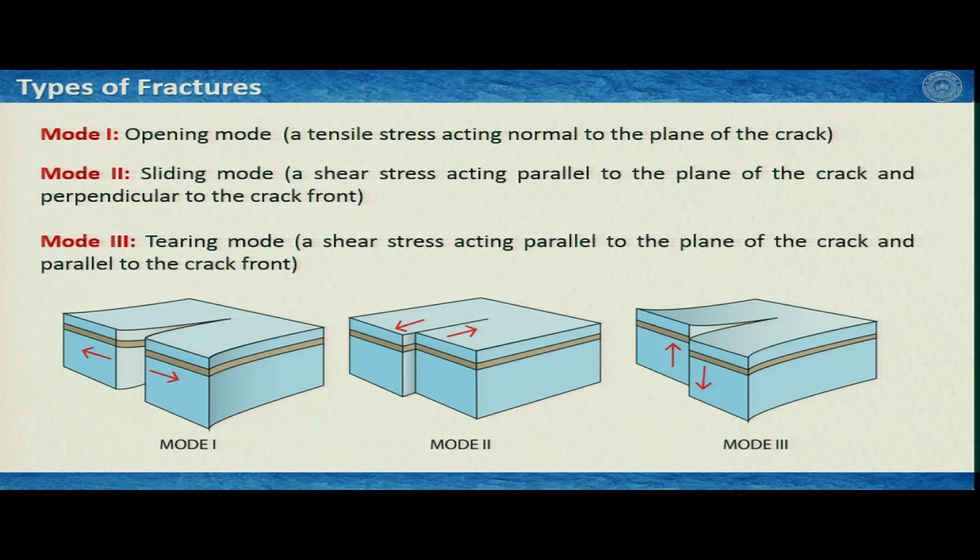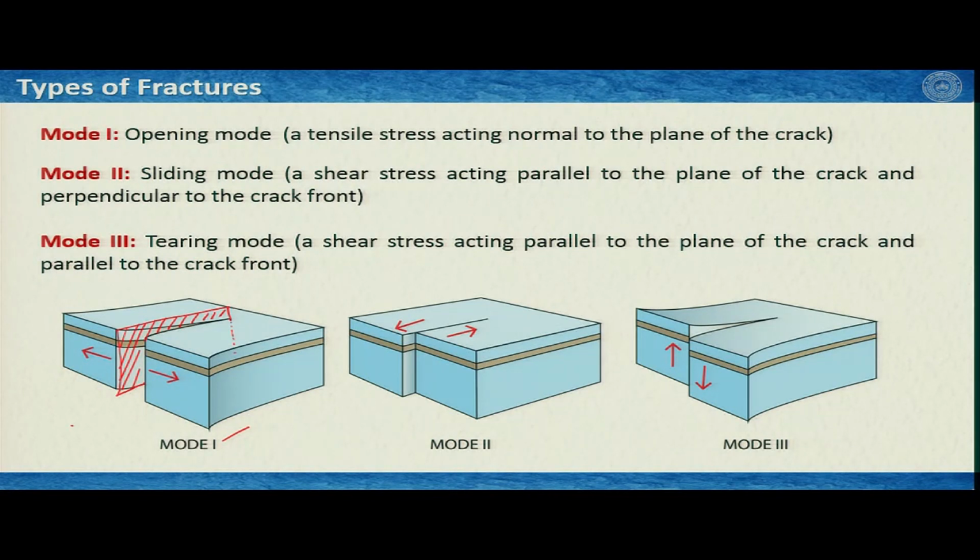Let us have a look at these three illustrations. This is mode 1. You see here, this is the fracture and this is the fracture tip, right. So, a tensile stress acting normal to the plane of the crack. So, this is essentially the plane of the crack, as you can see here. And these tensile stresses, these two red arrows, are acting normal or perpendicular to the plane of the crack, and if that condition is satisfied, then we call it mode 1 fracture or tensile fracture or opening mode fracture.